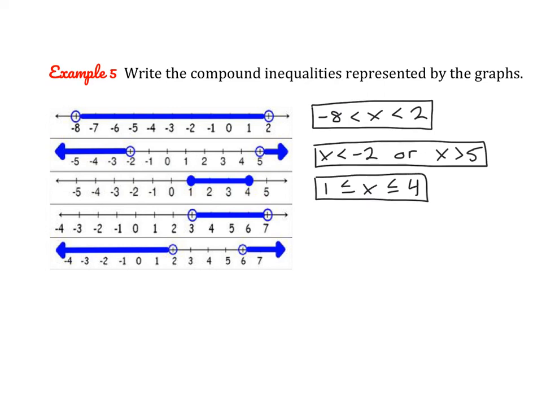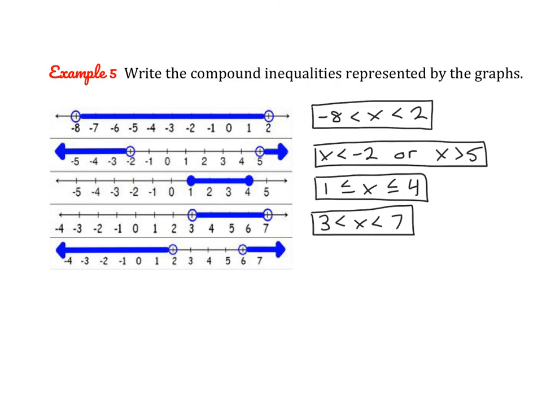The next one, similar except the boundaries are not included. So again, our lower boundary is 3, our upper boundary is 7, and the numbers that work are everything in between, not including those boundaries.